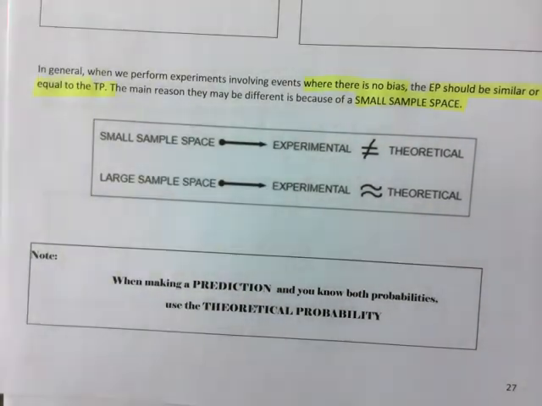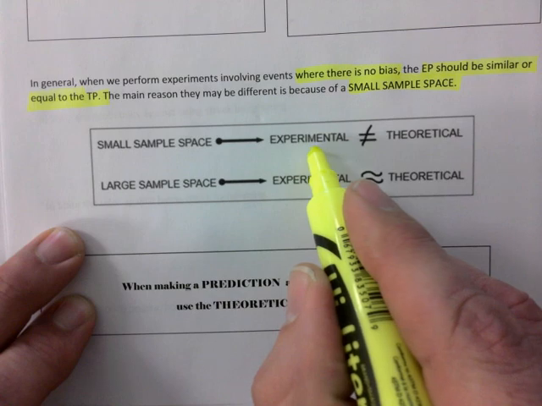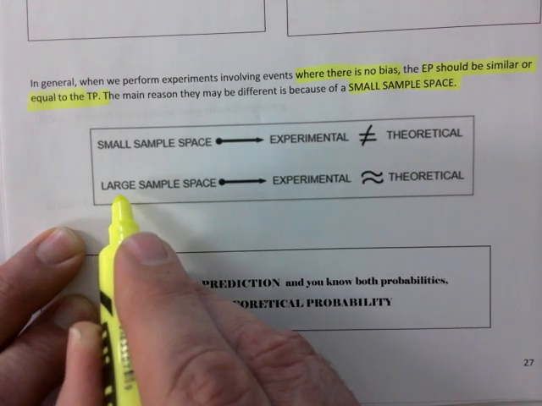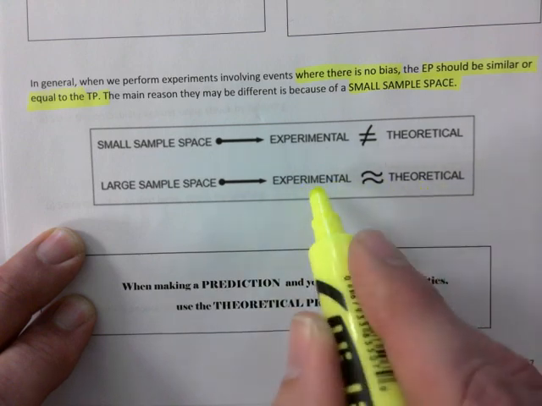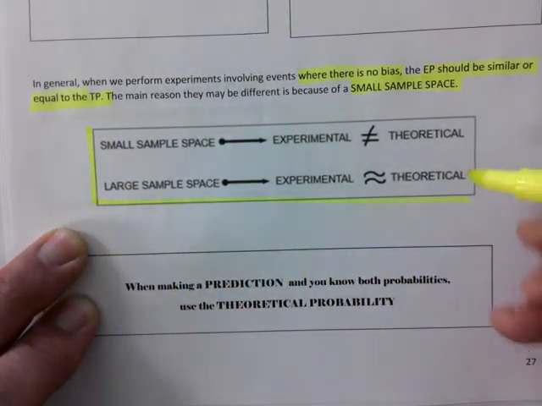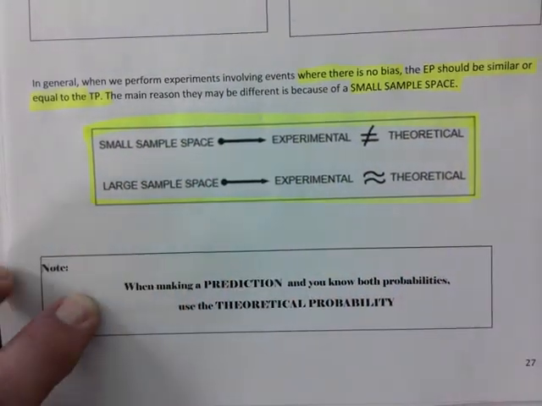I'm going to box in this whole thing here. Small sample space, experimental does not equal theoretical, but if you have a large sample space, then they are similar or the same. Maybe highlight this. Okay.